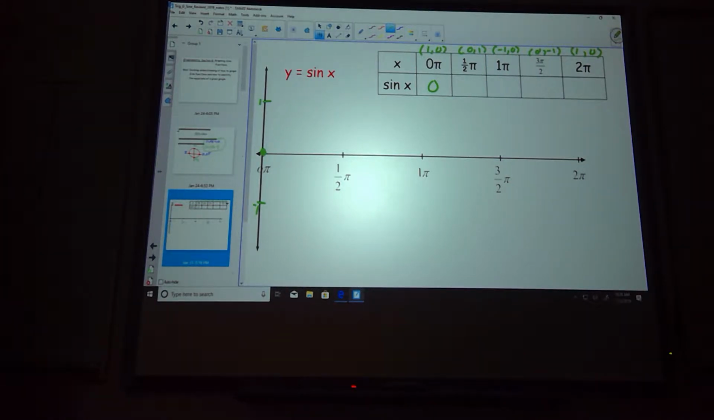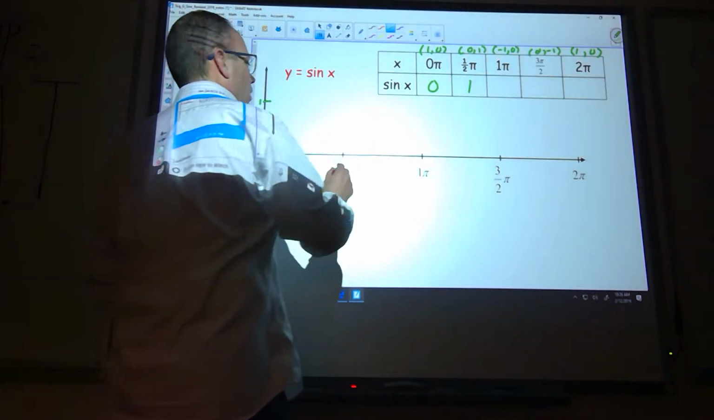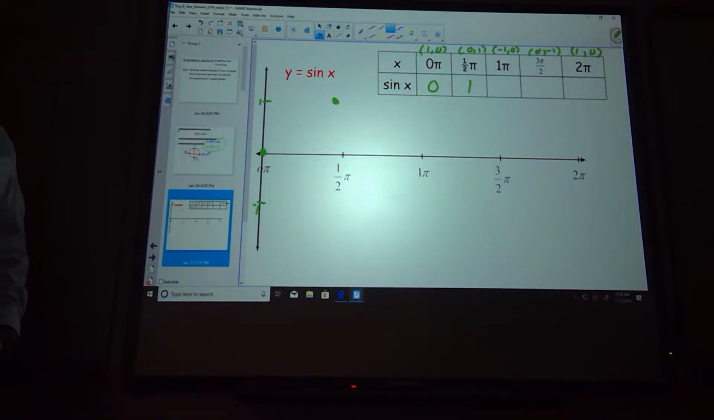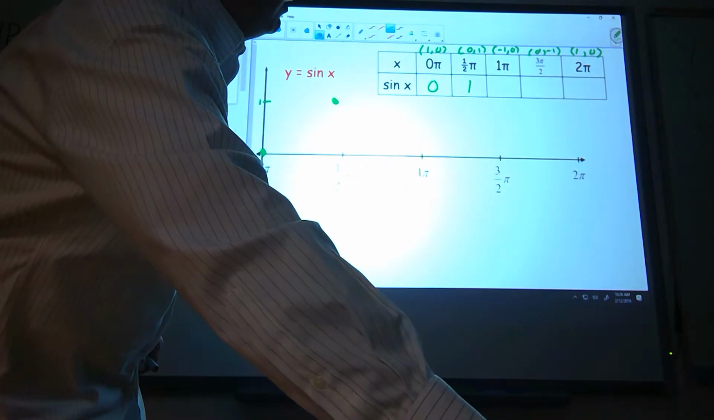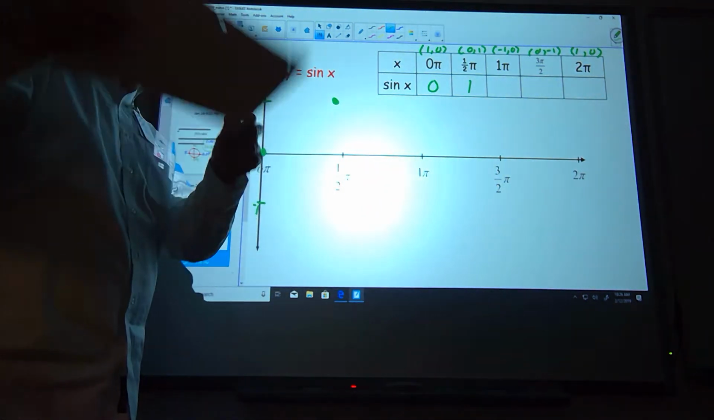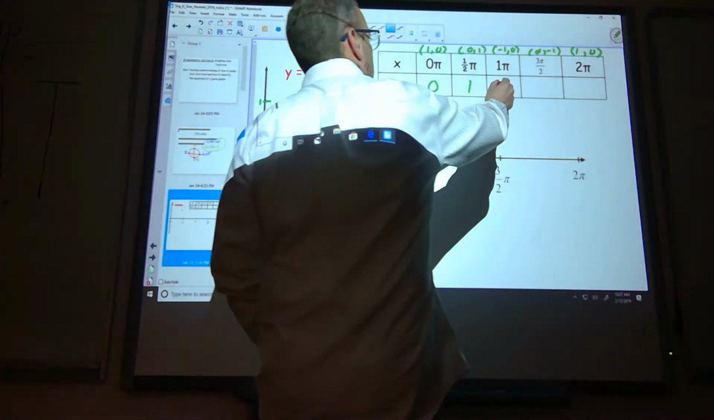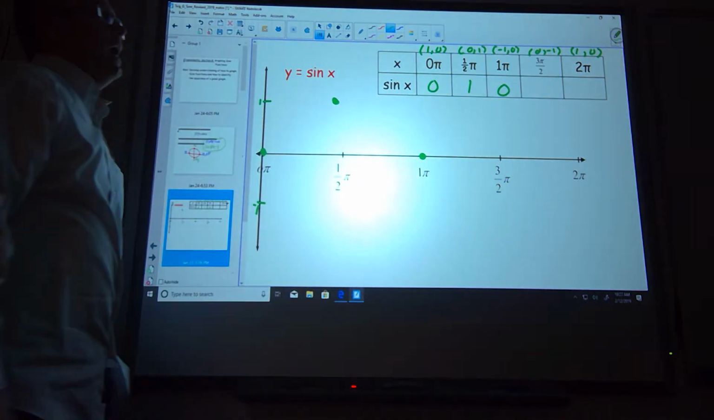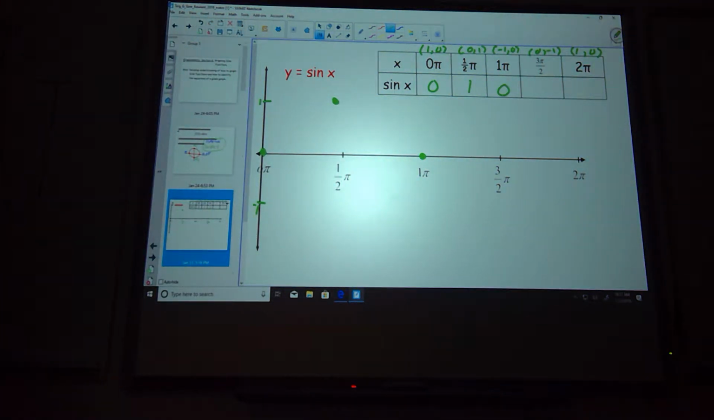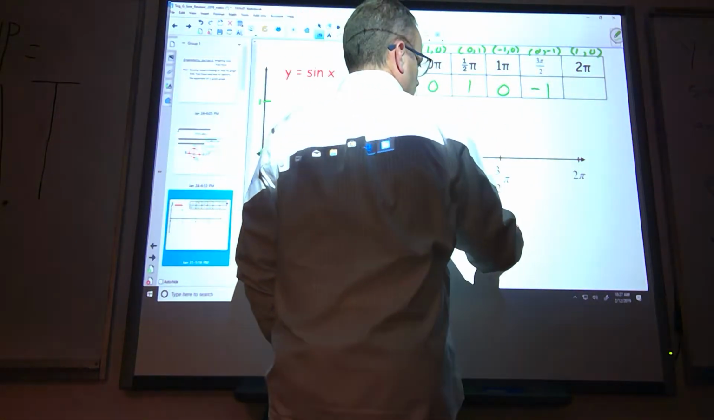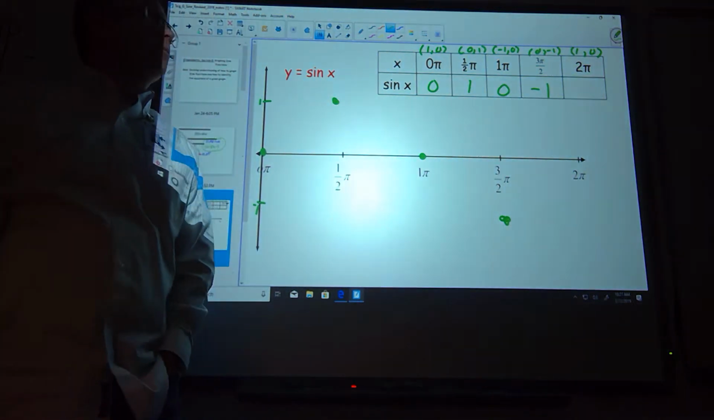All right, so at pi over 2, or half pi, what is my sine value? 1. Oh, okay. So here, at that point. At pi, what is my y value? We made it perfect. Thank you. 0, which is there. At 3 pi over 2, what is my sine amount? Negative 1. Oh, okay. And at 2 pi, what is my sine amount? 0.